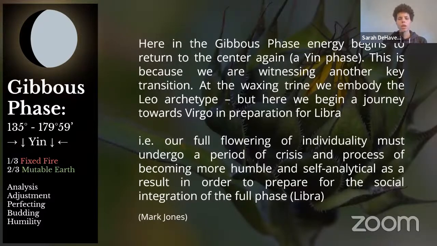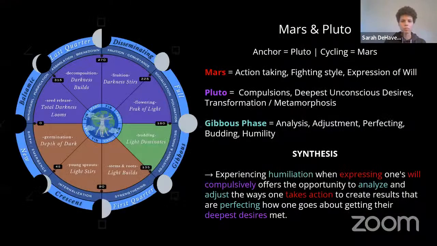At the waxing trine, which was back in the first quarter phase, we embody the Leo archetype, but here we begin a journey towards Virgo in preparation for Libra, i.e. our full flowering of individuality must undergo a period of crisis and process of becoming more humble and self-analytical as a result, in order to prepare for the social integration of the full phase. Our social debut, which is like my favorite phrase for the full phase.